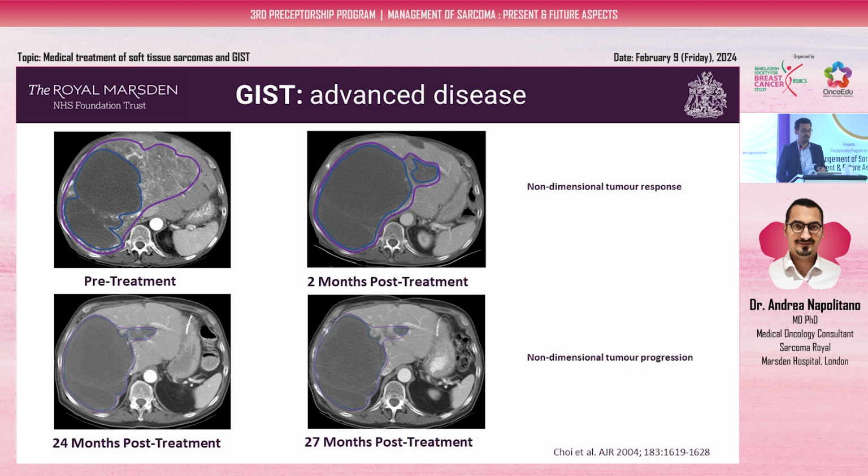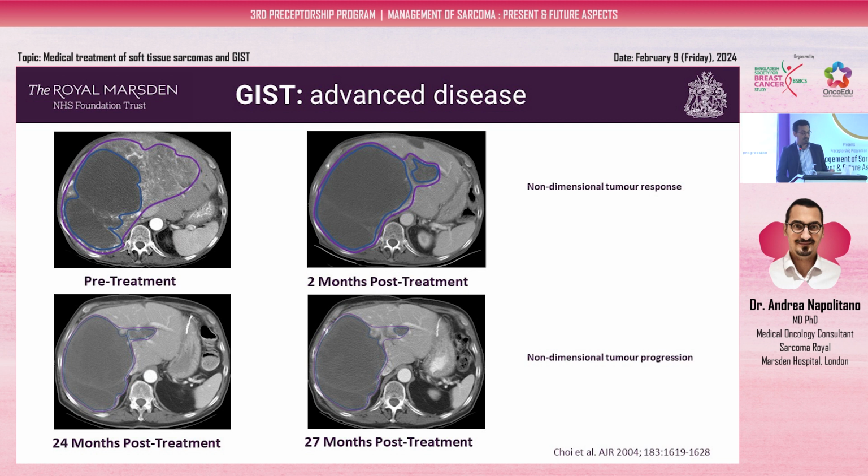A very important thing to consider when treating patients with imatinib and other tyrosine kinase inhibitors is how we evaluate the radiologic response. In other tumor types, the evaluation is done with RECIST, which is based on the size of the tumor. But we know very well that the response to tyrosine kinase inhibitors can be non-dimensional, in terms of changes in the density of the tumor, and progression can also be non-dimensional. This is the image that was originally reported by Choi, and now these criteria go under her name.